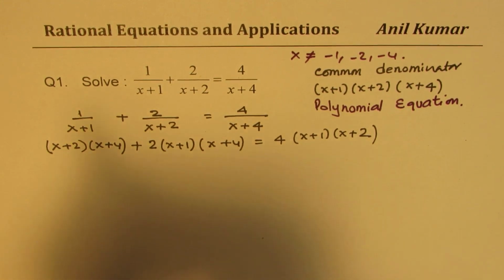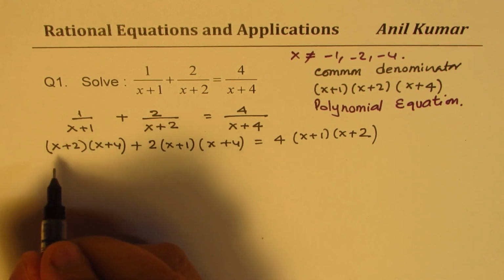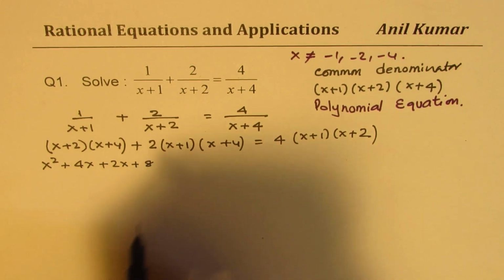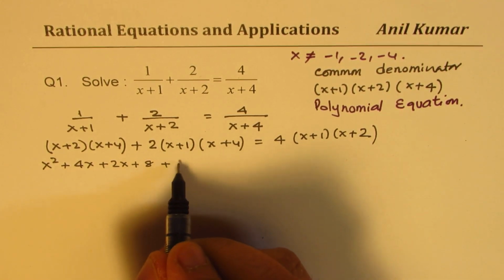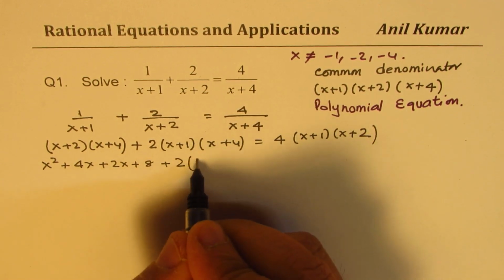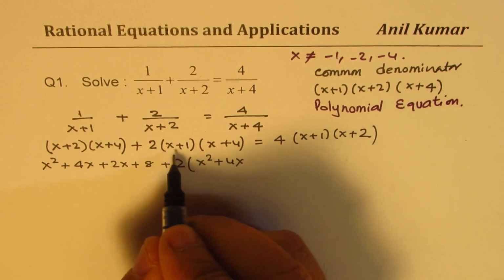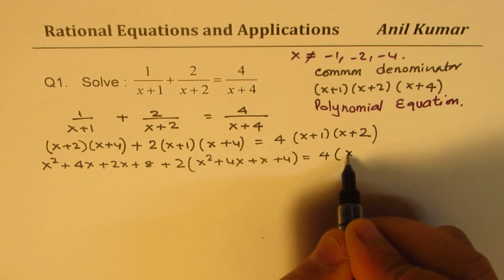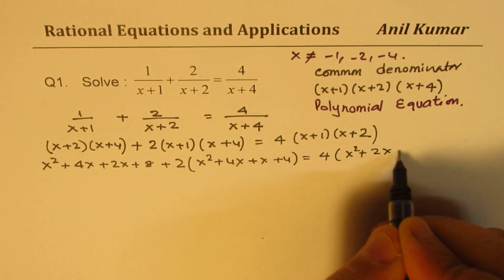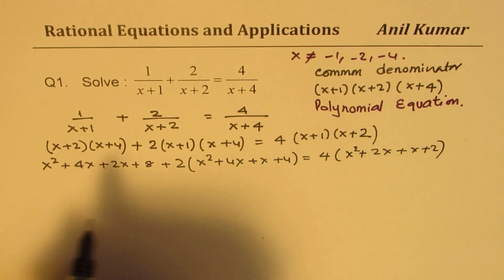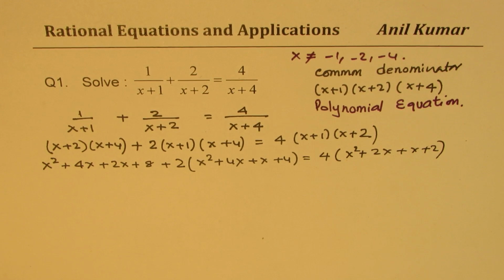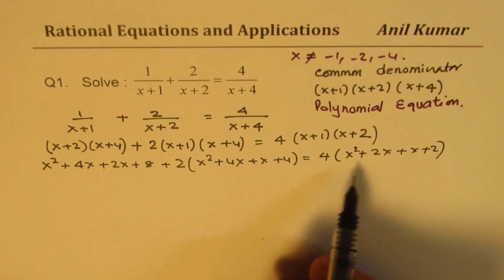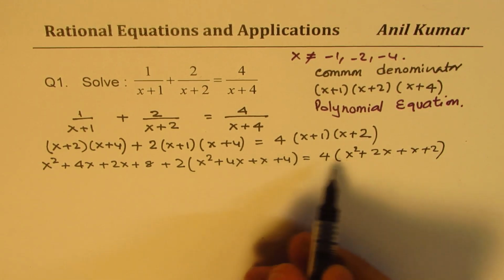Now, let's open these brackets and simplify just as you do with polynomials. So, we get x squared plus 4x plus 2x plus 8. Here we get plus, we'll multiply by 2 later, right? Let's multiply with these terms. So we get x squared plus 4x plus x plus 4. And here we get 4 times x squared plus 2x plus x plus 2, right? So now we can combine the like terms. We can actually bring all of them together also, and then we can combine the like terms. Okay, let me go one more step here. So we'll open these and then bring them together.